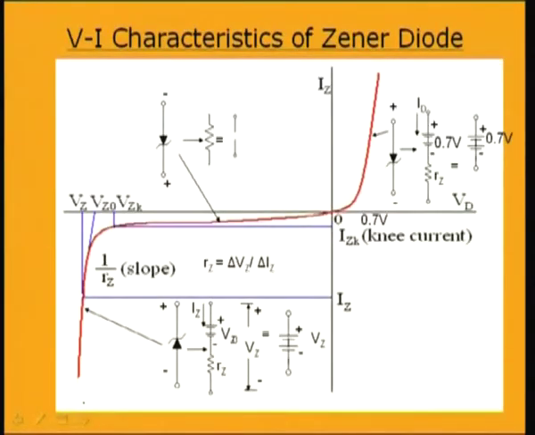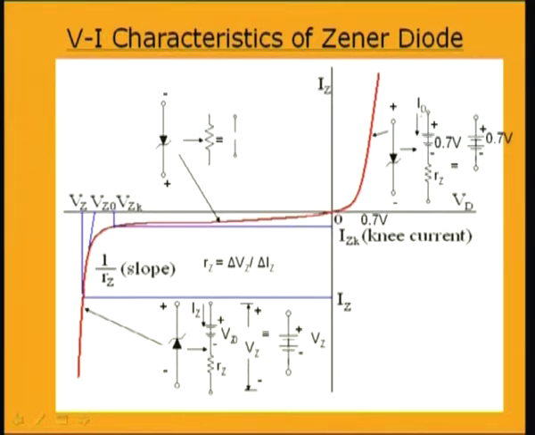So, if we consider now the V-I characteristic of the Zener diode, in the forward region you see that the current versus voltage is like a normal diode. So, in this region we can equivalently express the Zener diode by a source of 0.7 volt across this diode, which is due to the threshold voltage, and the resistance of the diode, which is very small in the forward bias condition.